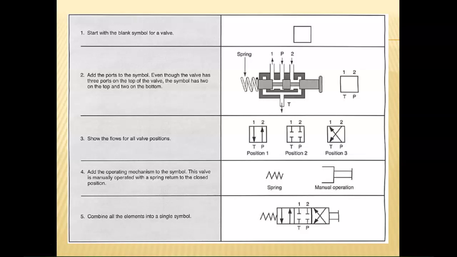In position 2, there's no pressure being used. Pressure is held at pressure, tank is capped off, 1 is capped off, 2 is capped off. In other words, you have no fluid moving. Does that make sense? And then position 3, my pressure is going to port 1, and port 2 is draining to tank. Does that make sense?